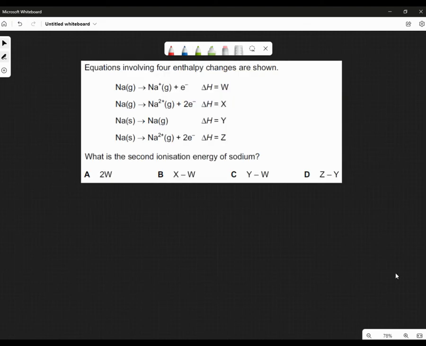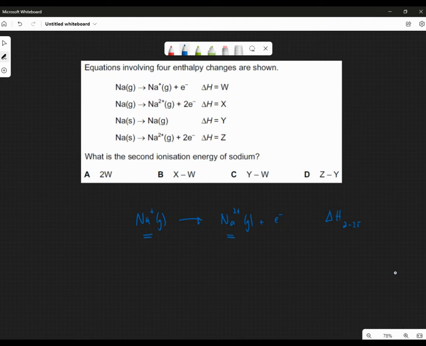Okay, we have to use these four equations, and we've got to try and get the second ionization energy of sodium. So let's write down what the second ionization energy of sodium is. It is Na+ gas going to give me Na2+ gas plus an electron. That's the delta H second ionization energy. So how do we get that? On the left we need an Na+, and on the right we need an Na2+.